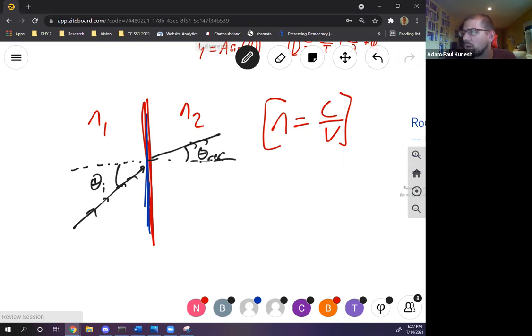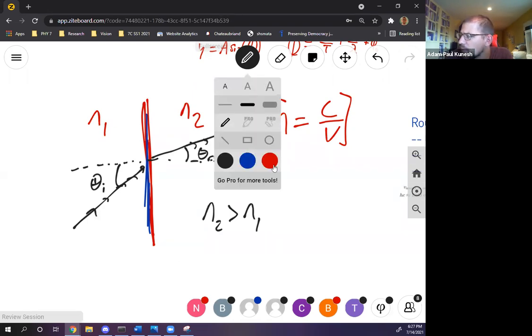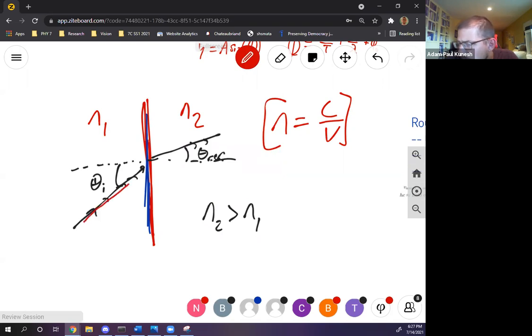As drawn, what I've shown here is a situation where n2 is greater than n1. The higher the index of refraction, the higher the n, the slower light moves. Since the light is trying to take a more direct path, that indicates that n2 is larger than n1. If the opposite were to occur, if I had light that came in and then bent away from the normal, in other words, the refracted angle was larger than the incident angle, that would tell me that n2 is less than n1. The light has sped its way over to get to the interface and now wants to zoom up and away.